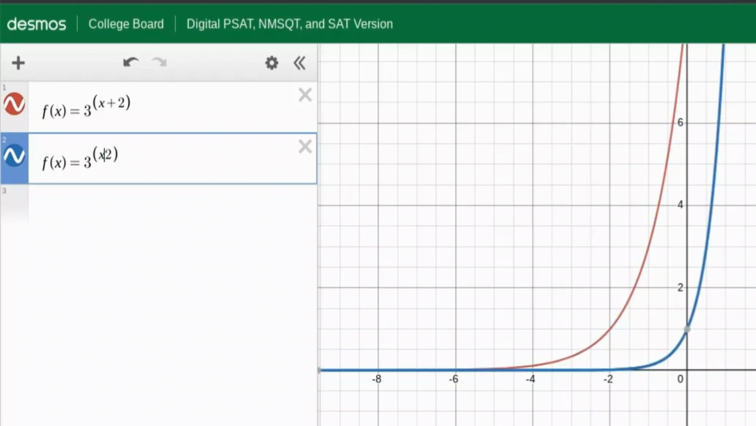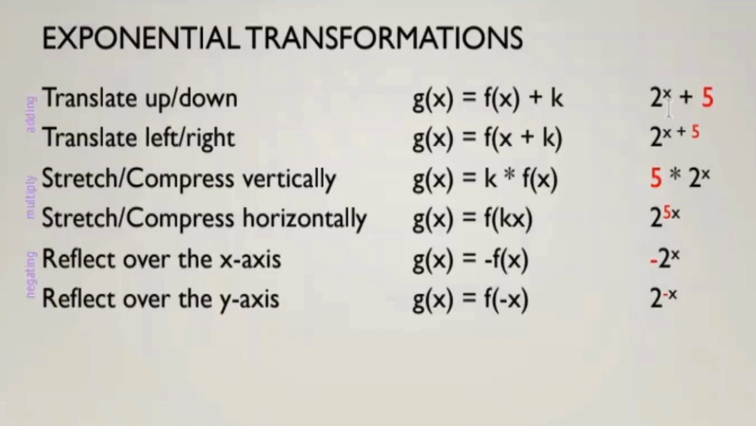And subtracting is moving to the right. So, let's get an example of that. This is a perfect example. Translating left, right. See, we have g of x equals f of x plus k, which would kind of look like this in an example.